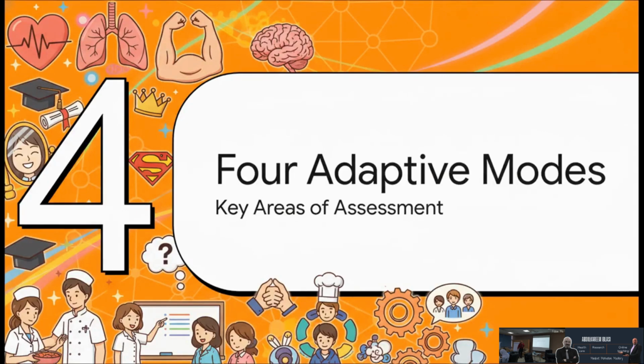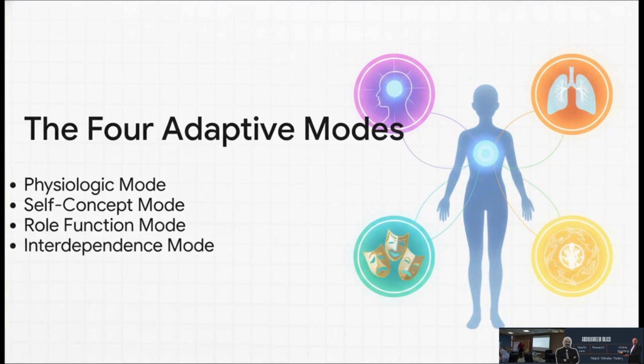Okay, so we get it. Patients are dealing with stimuli and they're using coping processes. But where exactly do we look to see how well they're adapting? Well, RAM gives us 4 specific areas or modes to guide our assessment. Think of these 4 modes as your complete holistic assessment checklist. They guarantee you're looking at the whole person, not just the physical problem that brought them into the hospital.